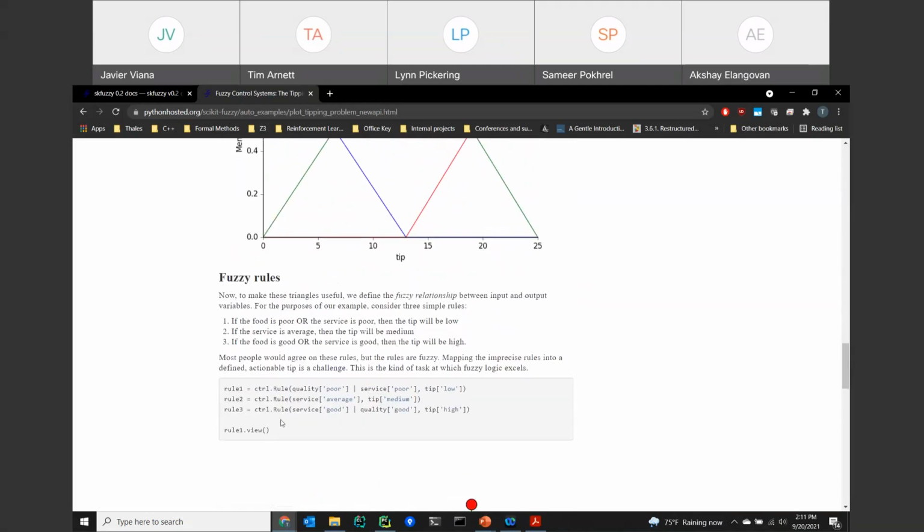Then also they're defining the rules. So in this case, we have rule 1, which is if the food is poor or the service is poor, then the tip will be low. So they're encoding this by saying the quality is poor or the service is poor, then the tip is low. Then we have another rule that says if the service is average, then the tip will be medium. And so we're simply saying if the service is average, then tip medium. And then the last one is saying if the food is good or the service is good, then the tip will be high. And we see, service is good or quality is good, then tip is high. So that is the encoding of their rules.